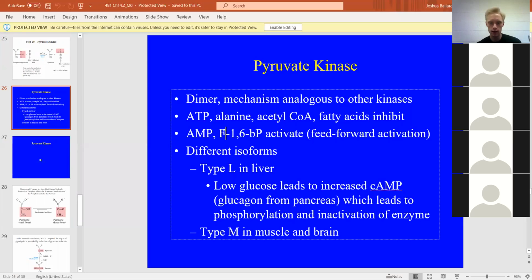Pyruvate kinase, we add the phosphate group onto ADP to form ATP, and here are some more factors that upregulate, and these are some that downregulate, and these are the different isoforms. L is liver, M is muscle and brain. So that's kind of key there. M for muscle, L for liver.